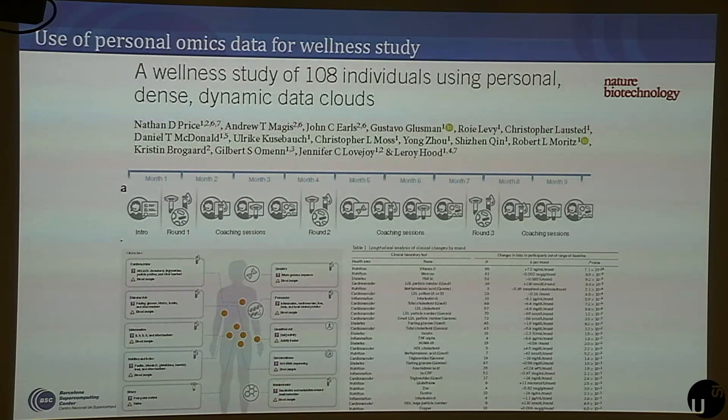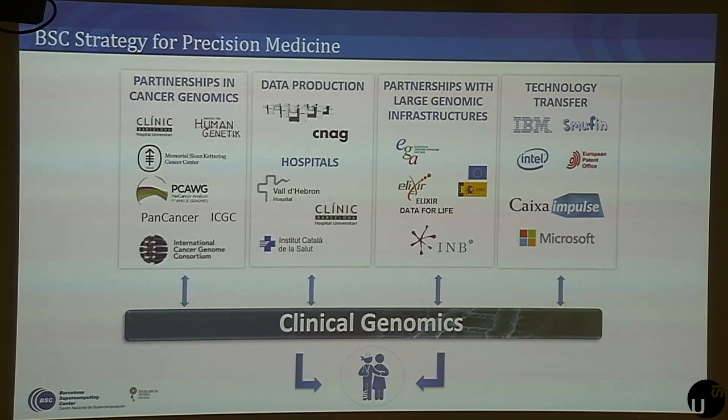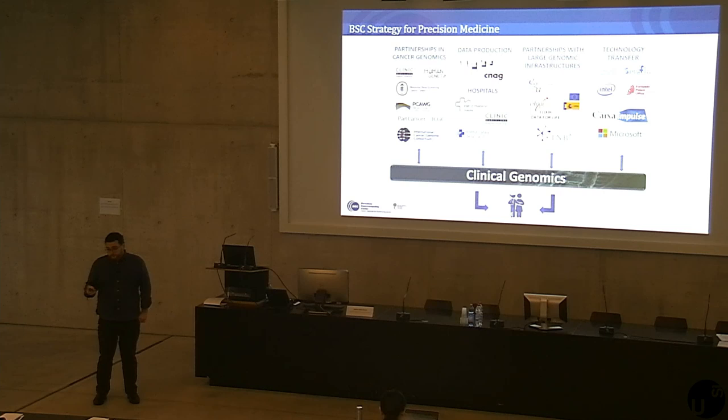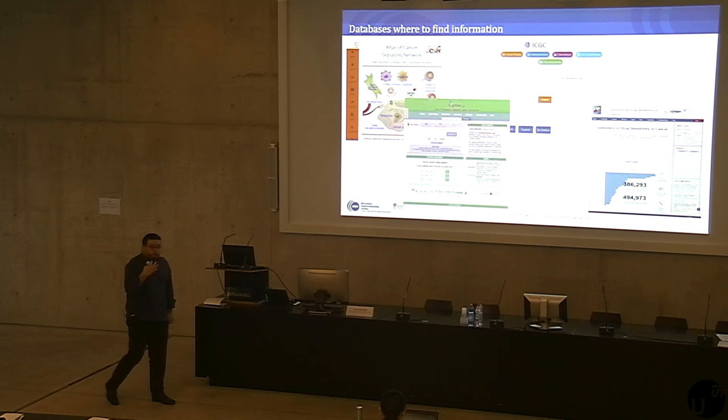So, of course, BSC would like to be in this precision medicine wave or field. And they designed this strategy in order to work on precision medicine, in which they partner with a lot of different entities, from hospitals to cancer genomics institutes to the genomic infrastructure that we have in Europe, and also to technology transfer, which is mainly the guys that build the computers right now. And they would like to be in talks with all of those people in order to have something that we could call clinical genomics. So, as I said, we need this infrastructure and we need to organize the data somehow.